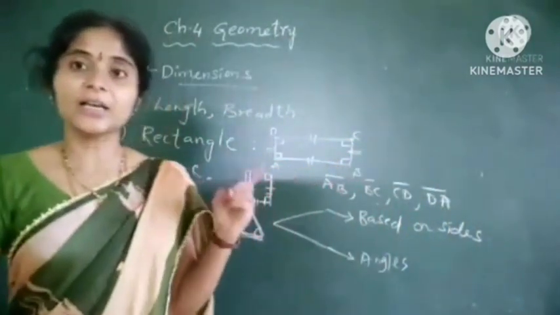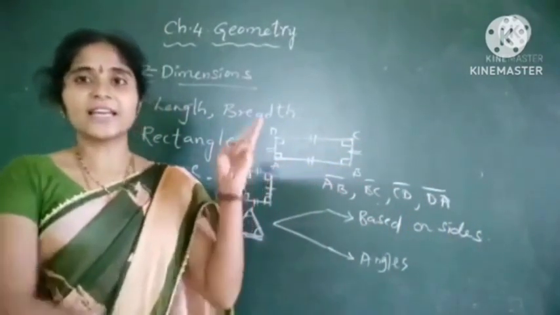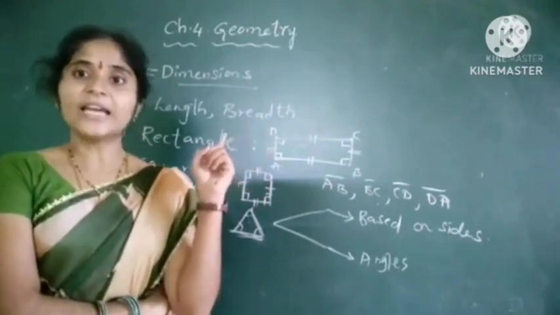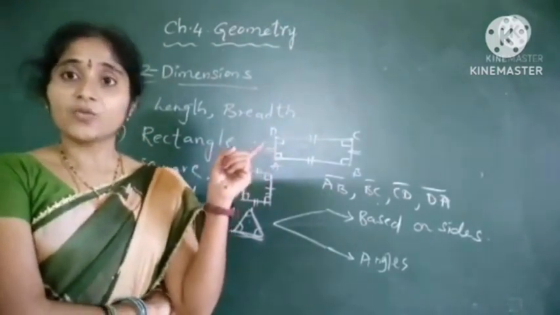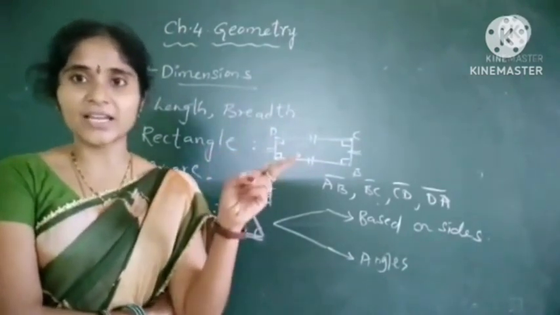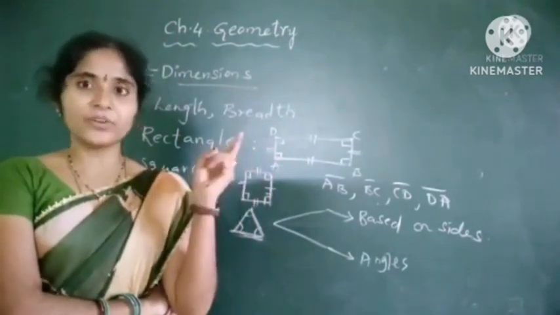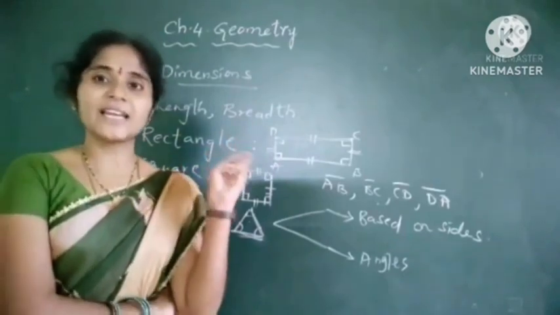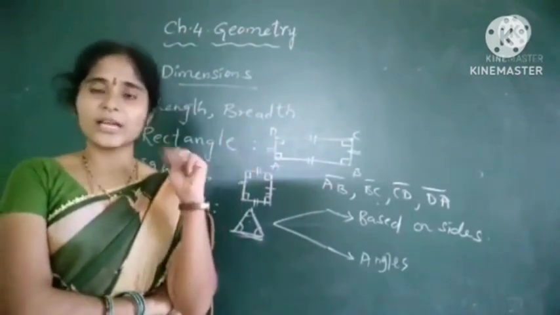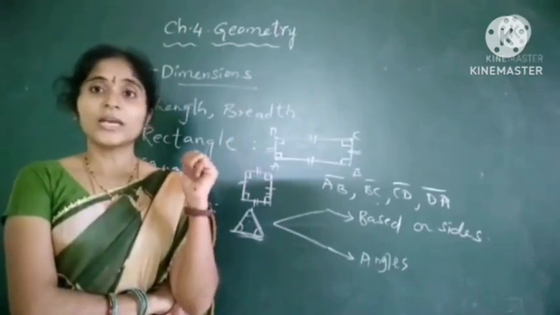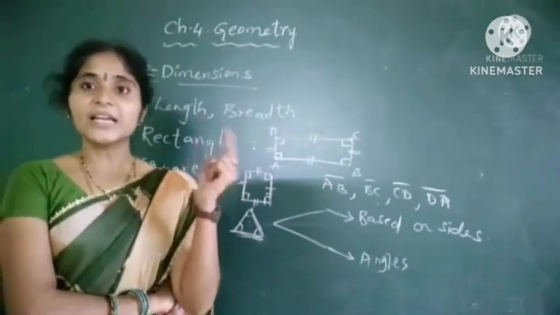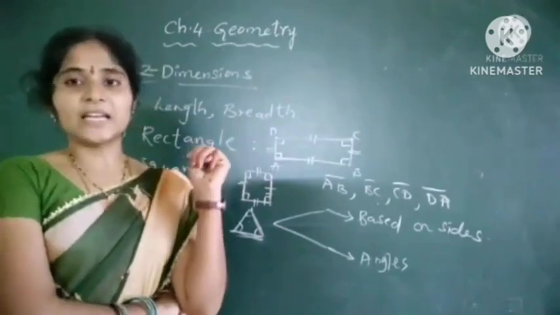Equilateral triangle, isosceles triangle, scalene triangle. If all sides are equal, then it is said to be an equilateral triangle. If only 2 sides are equal, it is said to be an isosceles triangle. If all sides are different, then it is said to be a scalene triangle. Based on angles also 3 types are there. What are those? Right angled triangle, obtuse angled triangle, acute angled triangle.